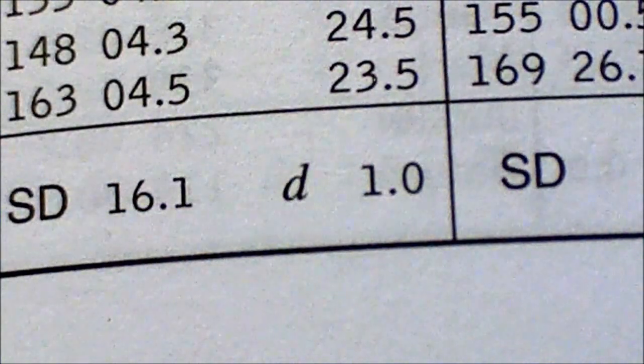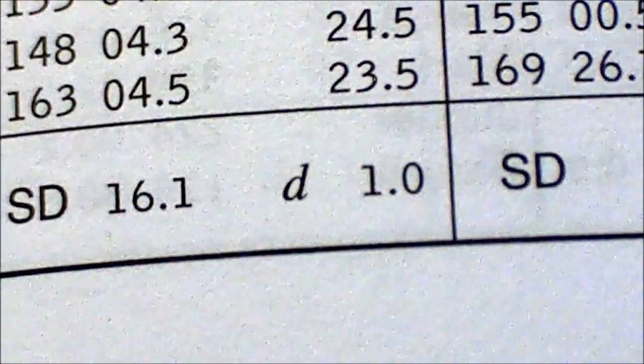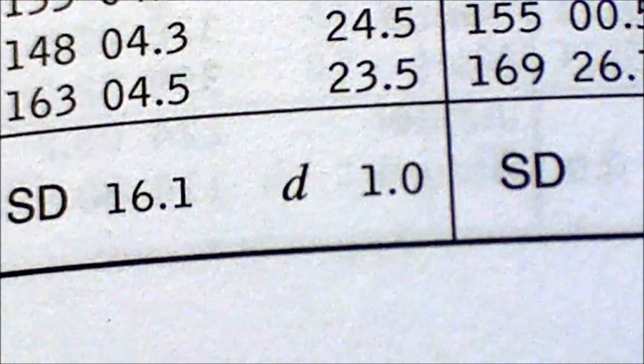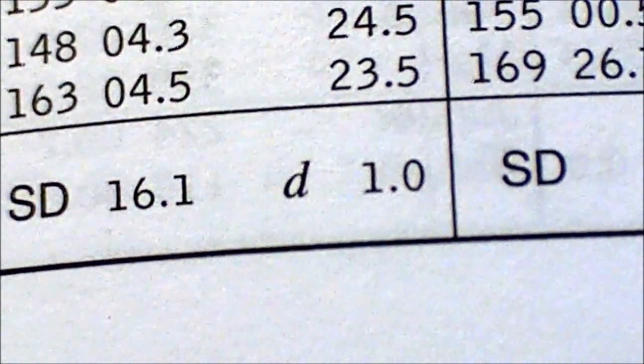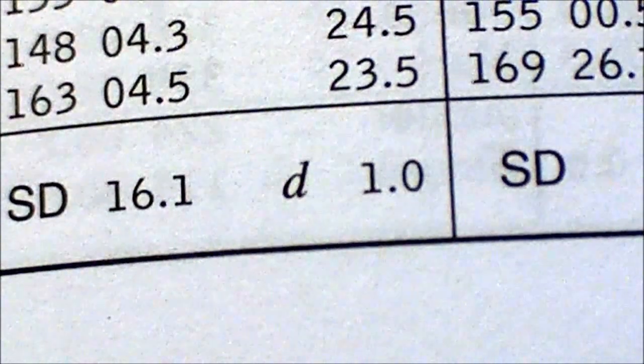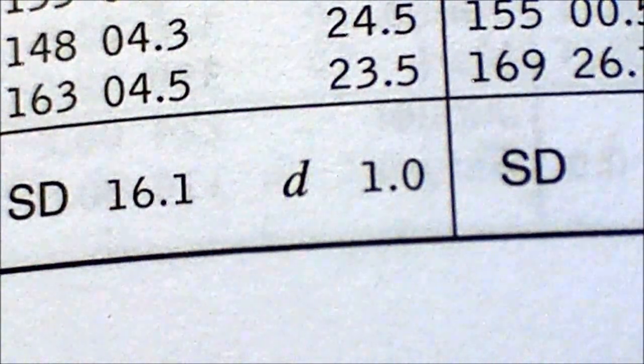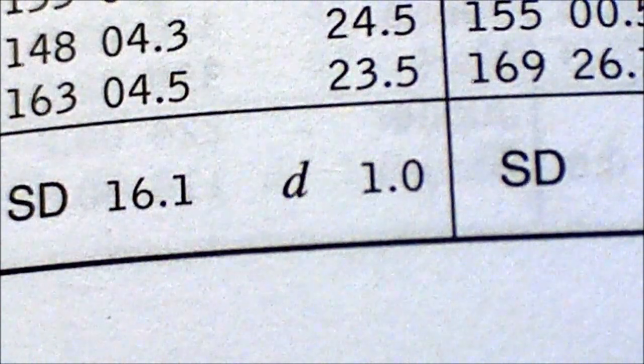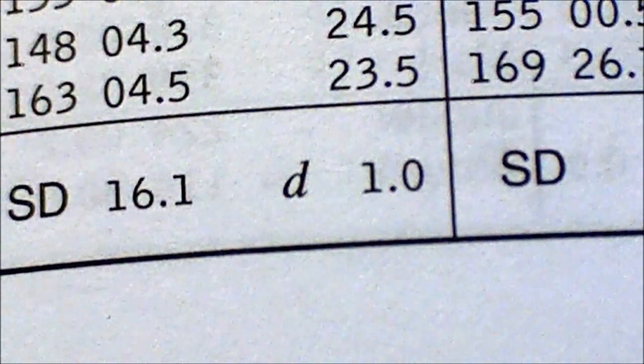Now at the very bottom of the page, at the bottom of the declination column, you see that small case d. The number 1.0 next to it indicates the hourly change in declination. In this case, it's 1 minute per hour. We're going to use a fraction of that later on to correct our declination.